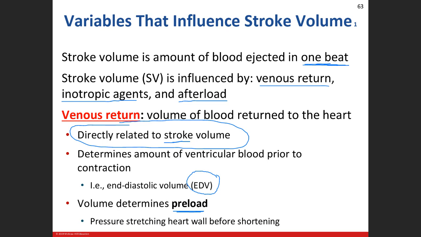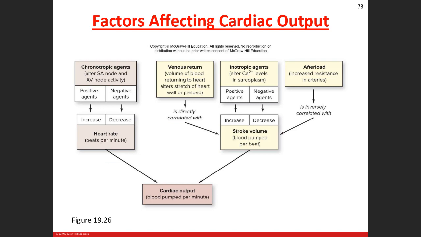All right? Oh, before I forget, I should have shown you this at the beginning of this. Shame on me. This is a really, really good slide here. Factors affecting cardiac output. Obviously you want to know details, hopefully as much as I do, but if you can understand everything in this figure, figure 19.26, then you're going to understand pretty much what I've been talking about in class today.